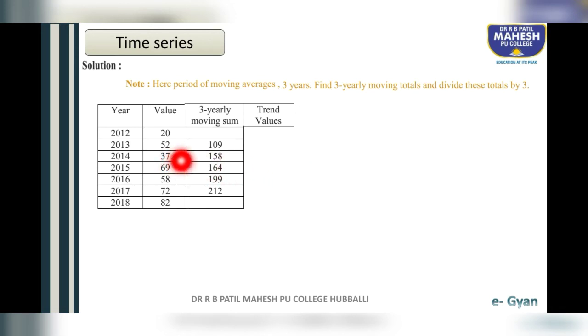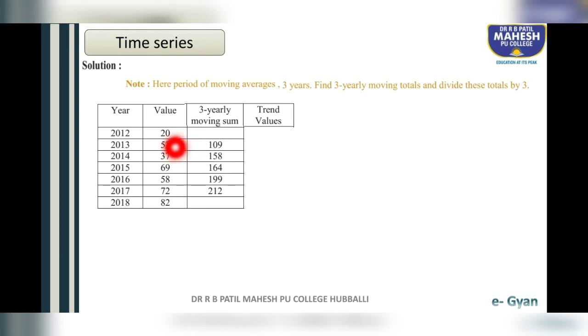Students, first you have to take these 20. Because it is 3 yearly, we have to add 3 values. First, 20 plus 52 plus 37. First you have to add these 3 numbers. 20 plus 52 plus 37 is 109. So the first value you have to leave out. You leave 20. Again you take 3 values: 52 plus 37 plus 69. 52 plus 37 plus 69 is 158.